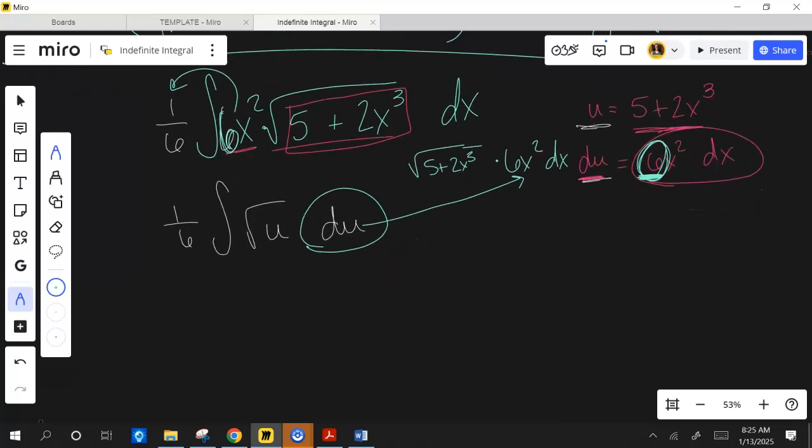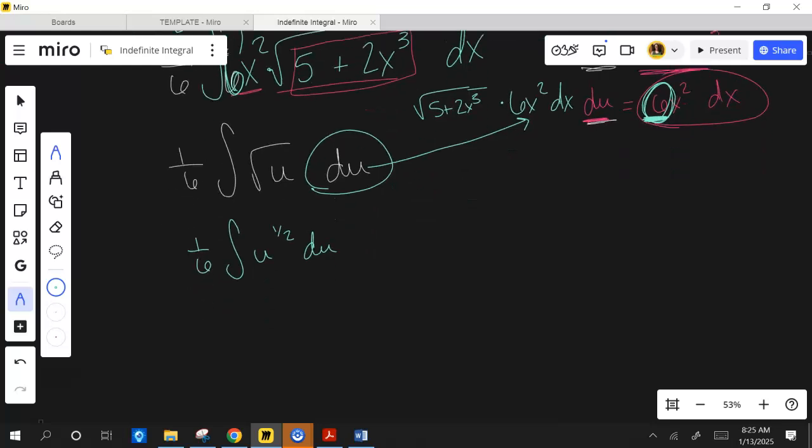Can you now find the antiderivative of the square root of u? Yes, because that's add 1, divide by what you get. So this is really 1 over 6 times the integral of u to the 1/2 du. Agree or disagree? Agree, because it's right. Now find the antiderivative of u to the 1/2.